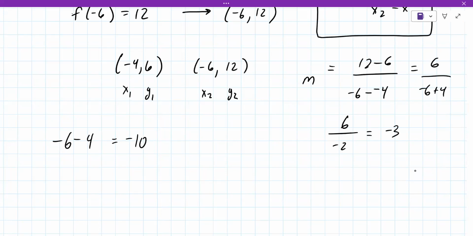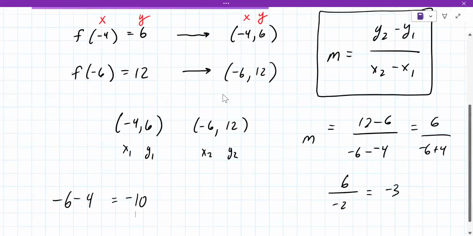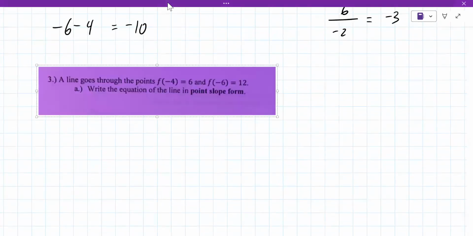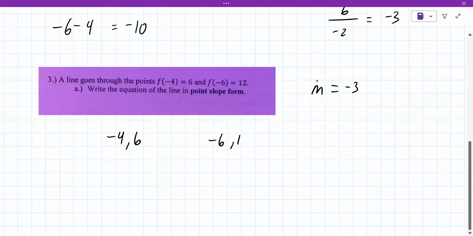So that's thing one. We got the slope. Yay, we got the slope. So I'm going to grab the question again to reframe it here. We know that the slope is -3. We also need a point. We have 2 points: -4, 6 and -6, 12. You pick one of the points. Doesn't matter which one. Okay, so we're going to use -4 and 6.